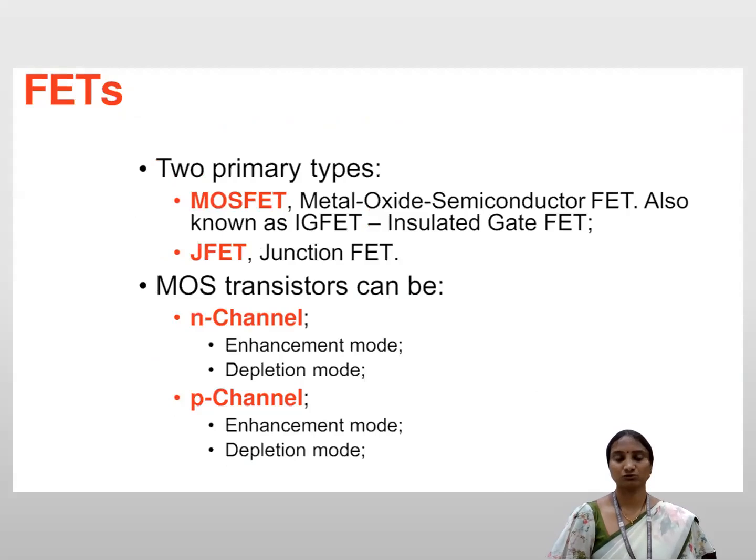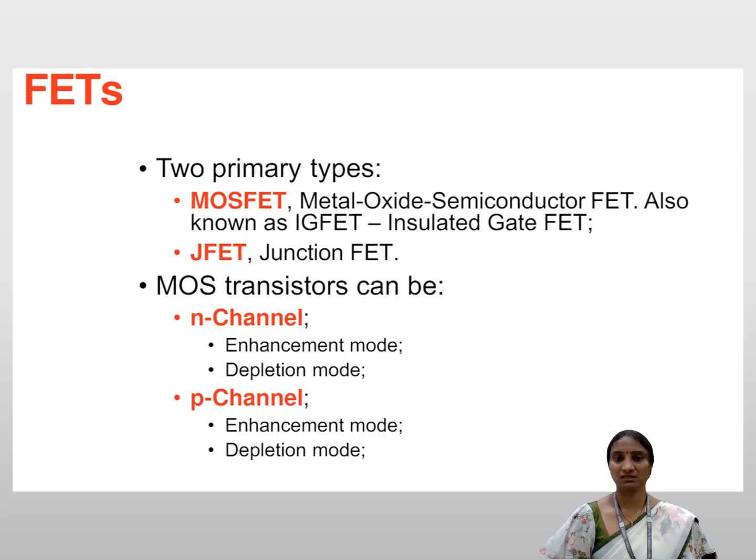FETs are of two types, JFET and MOSFET. JFET stands for junction field effect transistor. MOSFET stands for metal oxide semiconductor field effect transistor. This MOSFET is also known as IGFET, insulated gate field effect transistor. Again, the MOS transistors can be further classified into N-channel MOSFET and P-channel MOSFET.